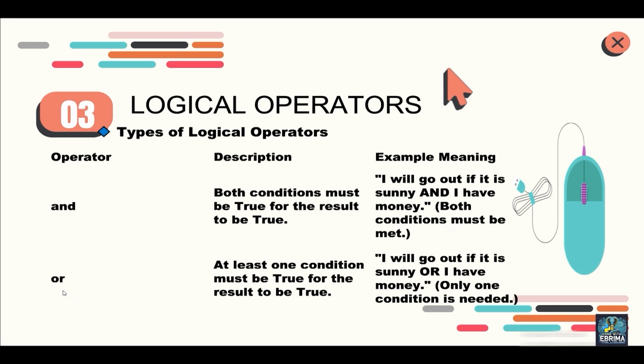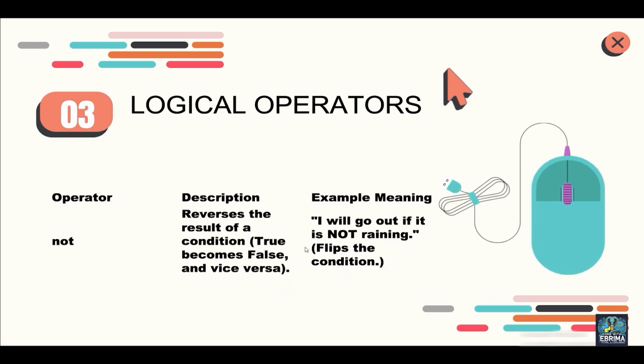All right. So now we have the OR operator. At least one condition must be true for the result to be true. Here is an example, meaning I will go out if it is sunny or I have money. So only one condition is needed.